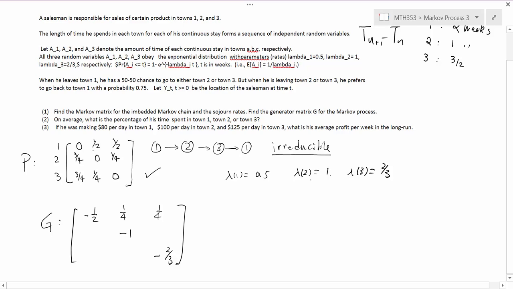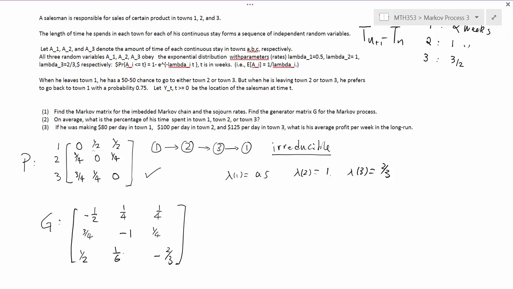Since lambda 2 is 1, there's no change: we have 3/4 and then 1/4, just multiplied by 1. The last row is multiplied by 2/3. So 2/3 times 3/4 is 2/4, that's 1/2, and 1/4 times 2/3 is 1/6. So this is the generator matrix.